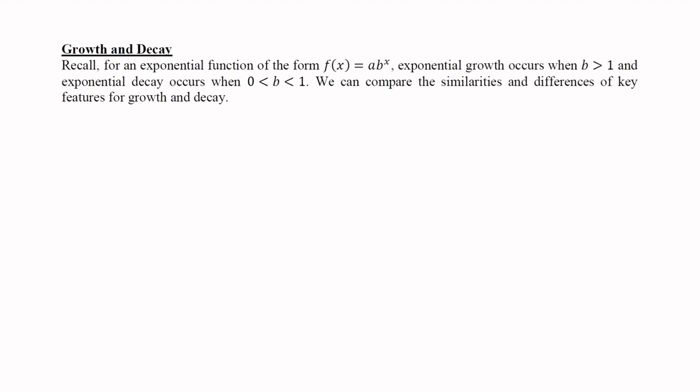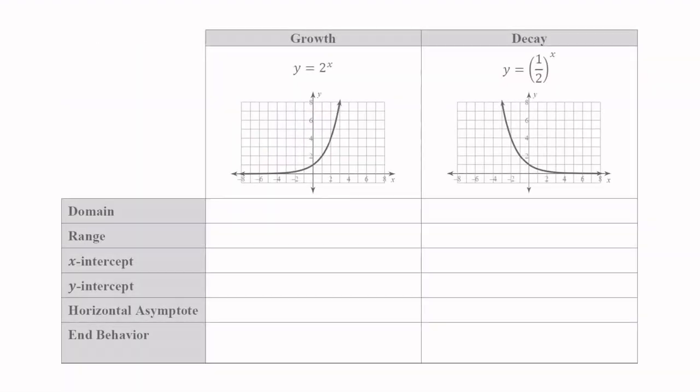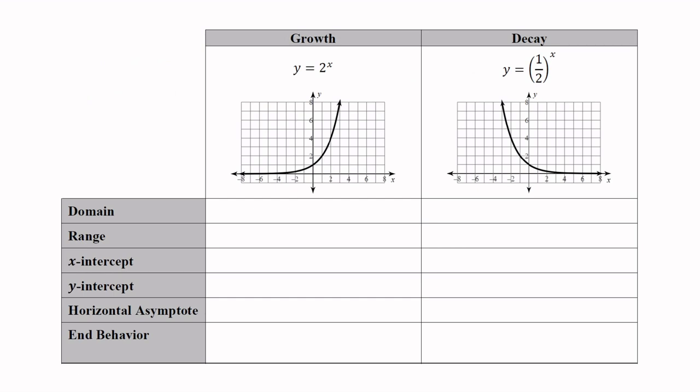Recall for an exponential function of the form f of x equals a times b to the x, exponential growth occurs when b is greater than 1, and exponential decay occurs when b is between 0 and 1. We can compare the similarities and differences of key features for growth and decay. So we're going to do that here in this table.